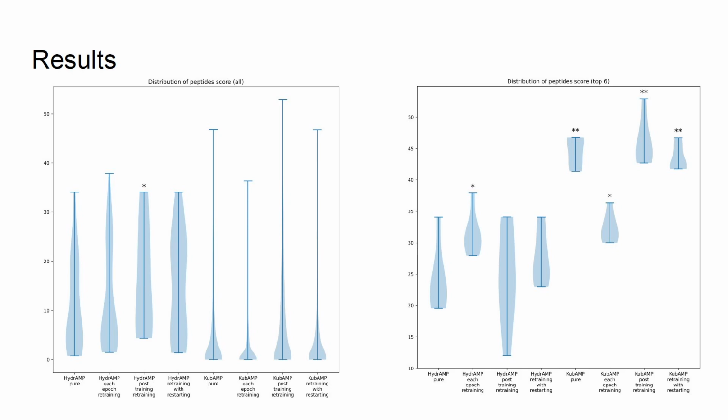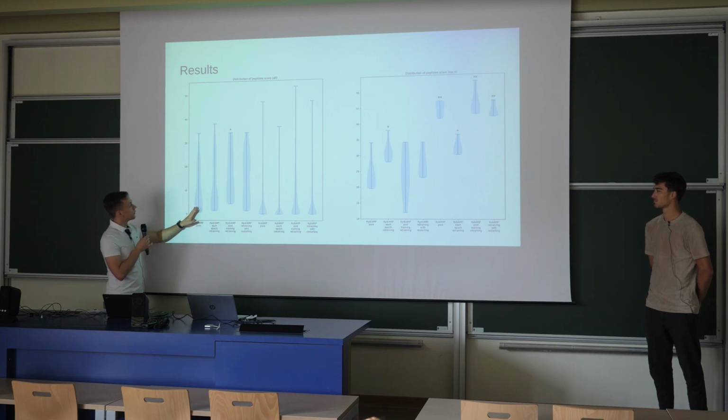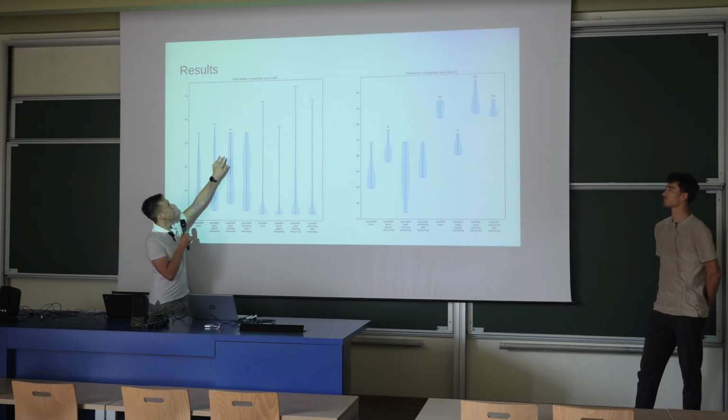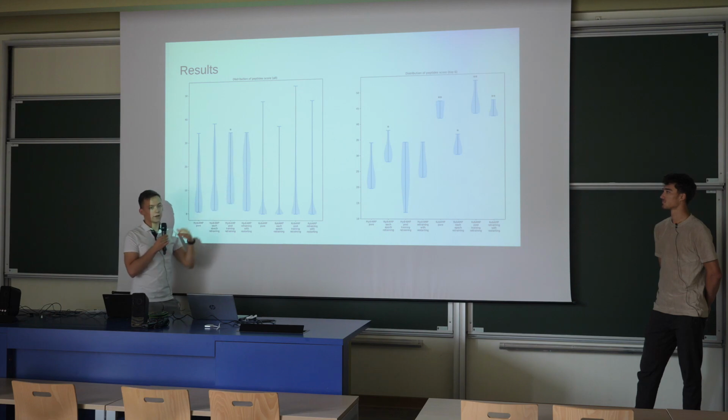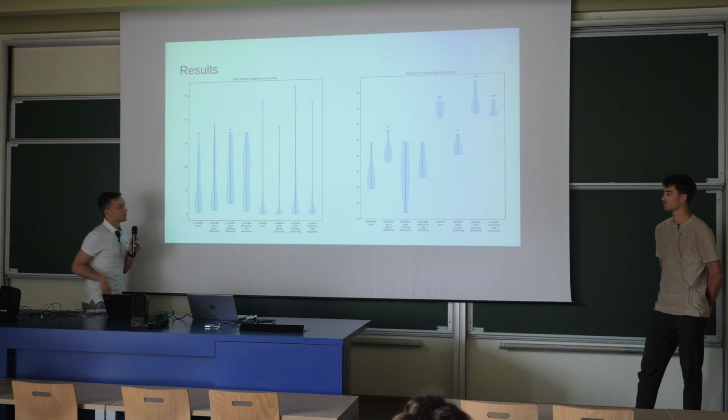And here are the results. On the left side, we see all the results generated by the models throughout the training process. And we see that HydrAMP has a high risk, high reward, much higher than the standard HydrAMP. But focusing only on HydrAMP, we see that by adding the iterative latent space optimization, we get a wider top part, hence the generated examples are much better qualitatively.